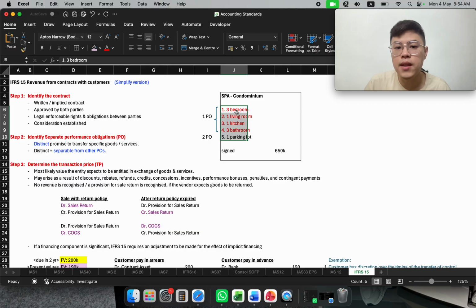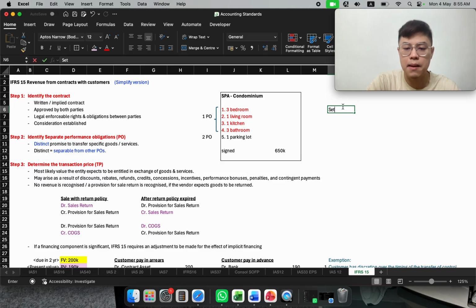Because a condominium without living room, without bathroom, without kitchen, without each of the others, is not going to be a condominium. So we will tell the people that these few items are interdependent with each other to become a condominium so that we can stay. And this is based on commercial expectations. Therefore, one single PO. I give you another simple example, set menu.